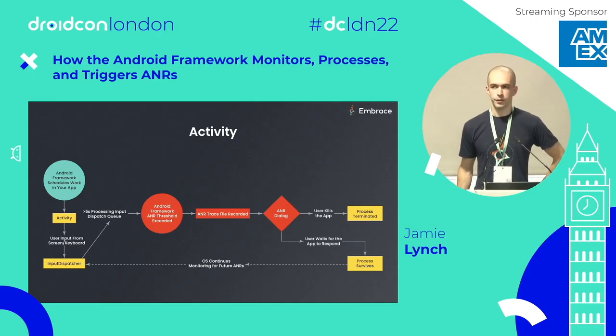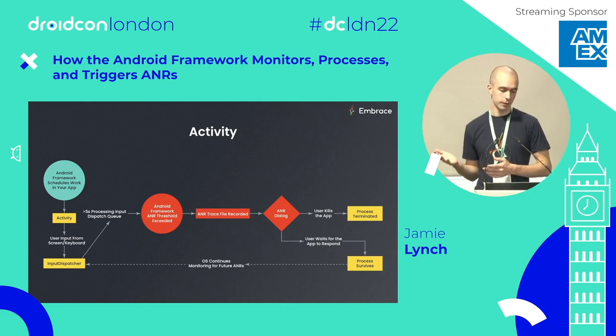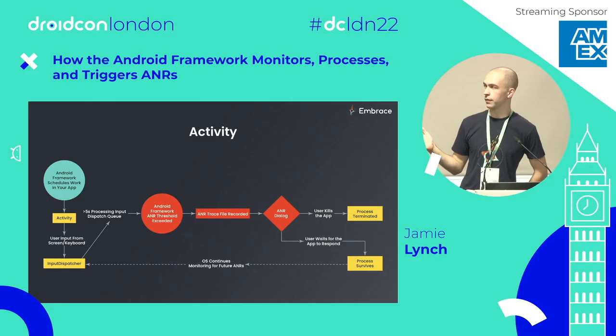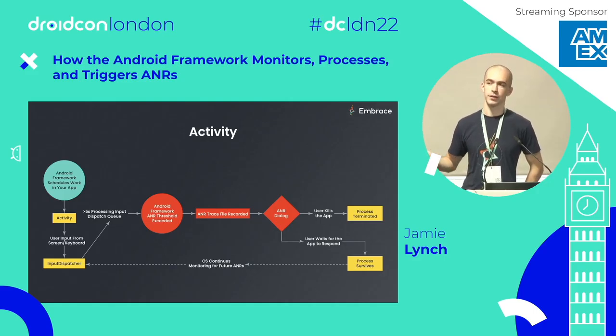This diagram shows what the Android OS is doing internally when work is scheduled in an activity. Let's start from the top. The Android OS schedules work in your activity. You get some user input when the activity is displayed, maybe, and that user input gets put on the input dispatch queue. If that takes longer than 5 seconds to process, the threshold is exceeded, and the Android OS is going to record a trace file, show a dialog, and then the user decides whether to kill your app or not.